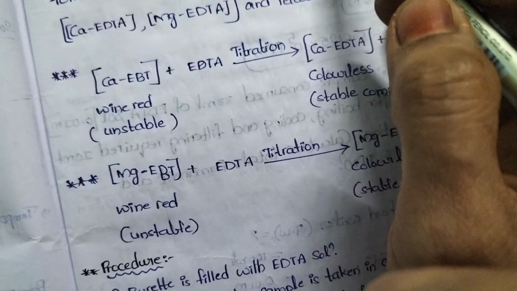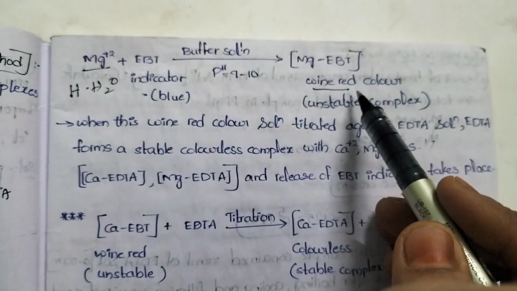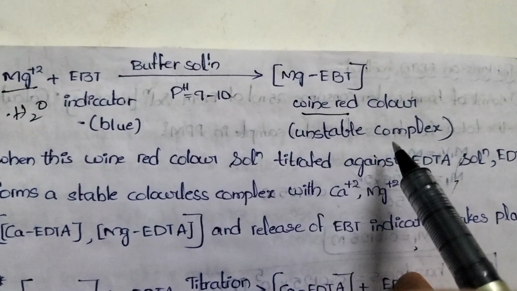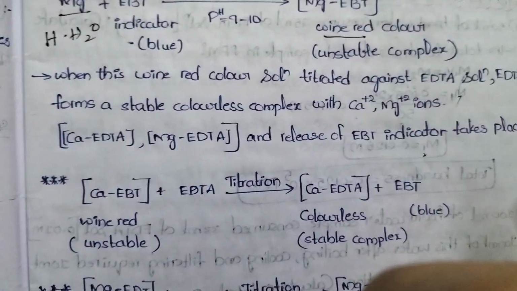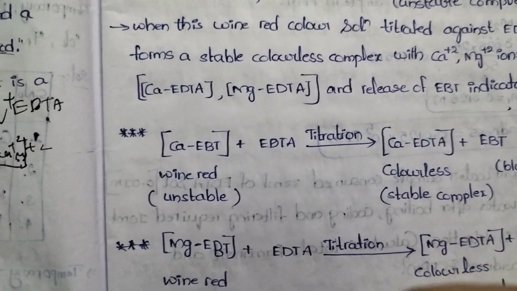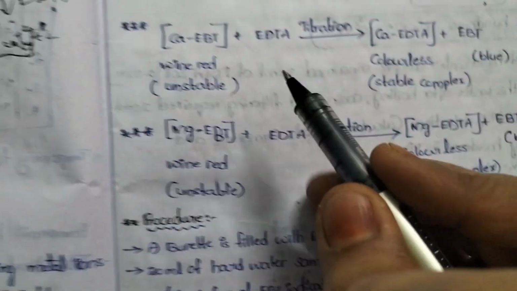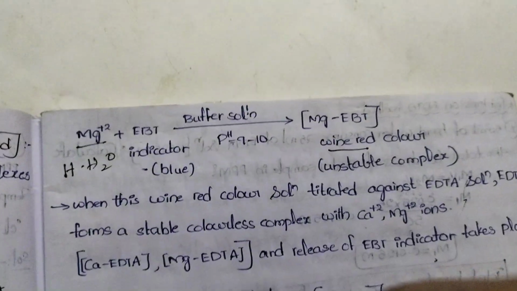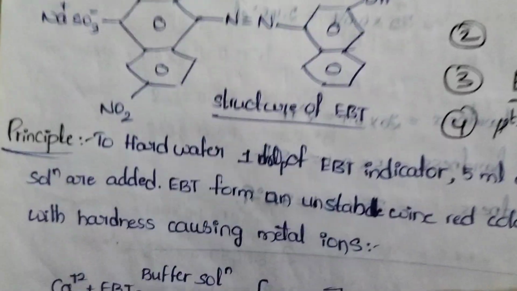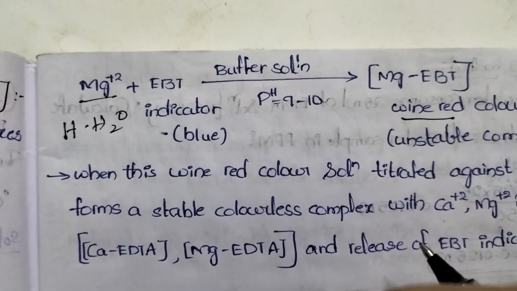Okay, whenever the solution turns into wine red color due to the formation of an unstable complex, that may be calcium EBT or magnesium EBT, to this solution we have to add EDTA. Observe here, this is the product. In the first reaction, what are the products? Calcium EBT and magnesium EBT are the products.